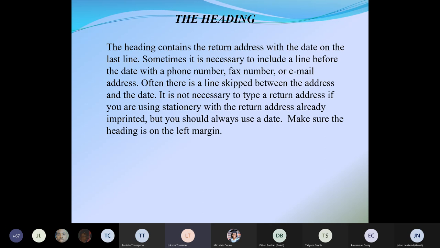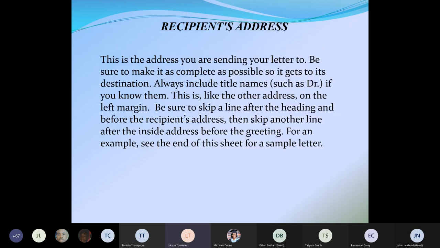And what comes after? Oh, sorry, let's move on and look at something else. So we know after the sender's address, which would be your address because you're writing the letter, we have the recipient's address. This is to the person and place that you're addressing the letter to. This is the address you are sending your letter to. Be sure to make it as complete as possible, so it gets to its destination.